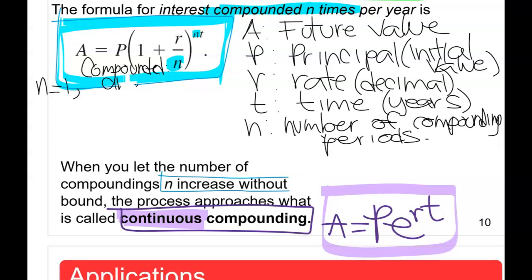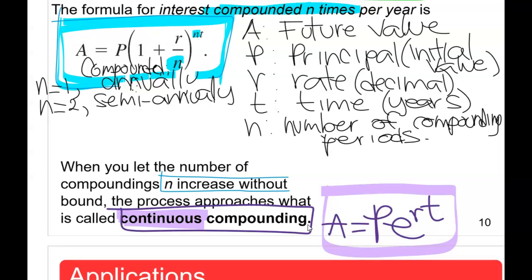And this should be a double n, I believe. Like once a year. If n is equal to 2, it might say something like semi-annually or twice a year. I'm not really sure how to spell it, or if it's with a double N. Okay, if N is 4, that means the compounding occurs 4 times per year.